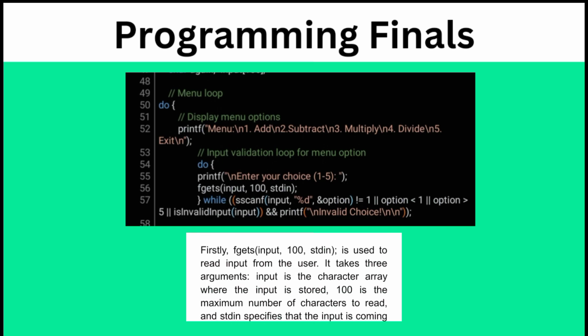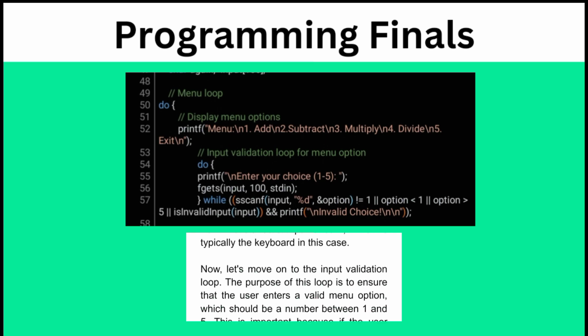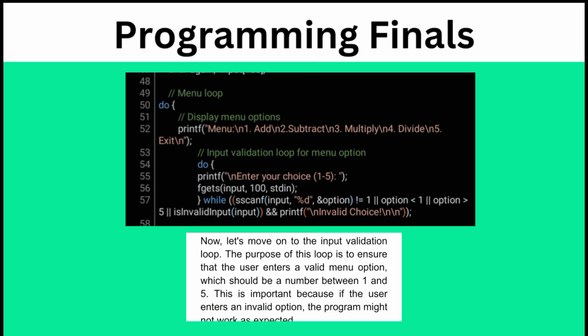Firstly, fgets(input, 100, stdin) is used to read input from the user. It takes three arguments. Input is the character array where the input is stored. 100 is the maximum number of characters to read. And stdin specifies that the input is coming from the standard input stream, which is typically the keyboard in this case. Now let's move on to the input validation loop.